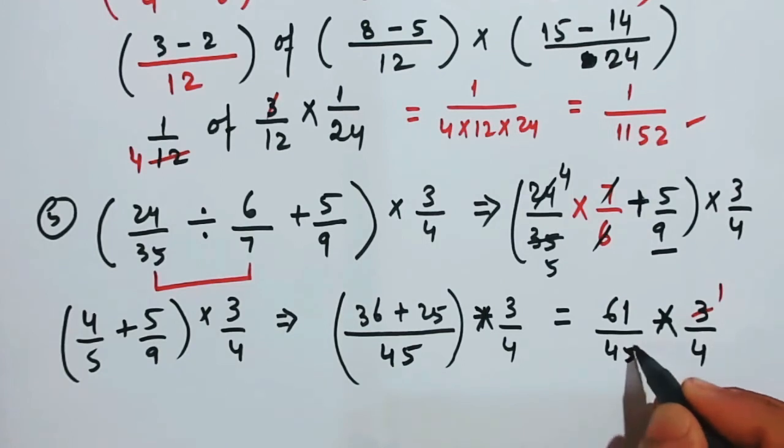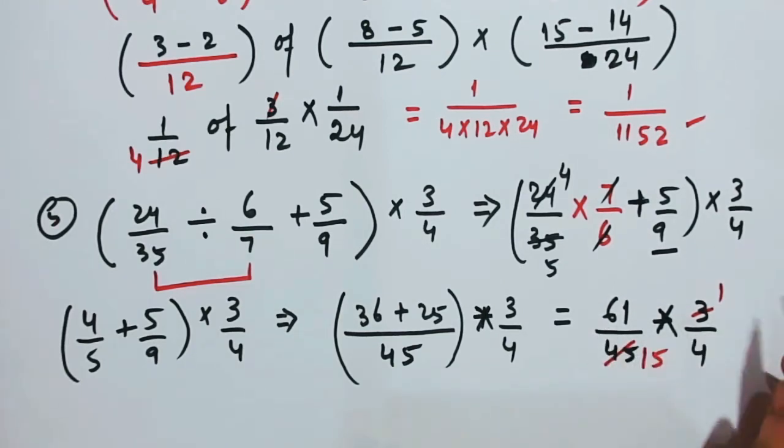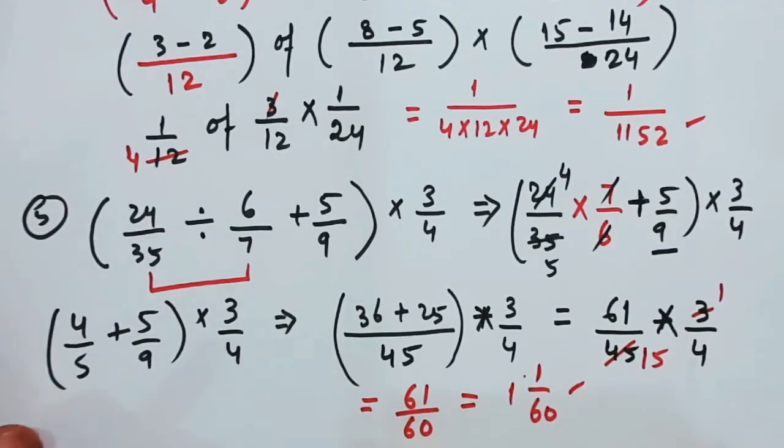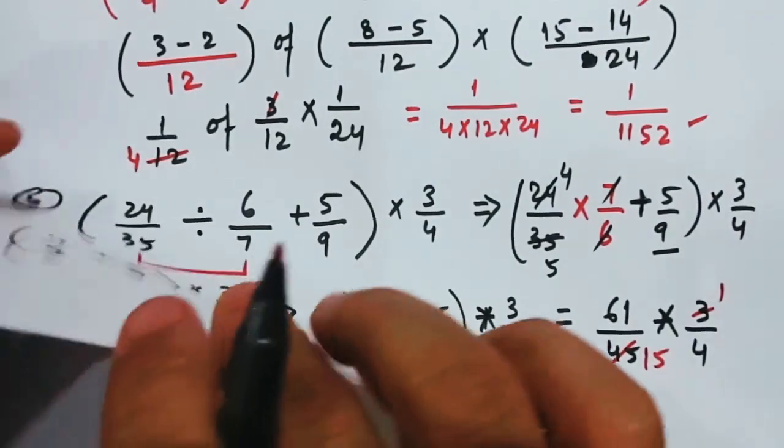So 3 1s are 3 and 3 15s are 45. 61 by 60. This will give you 61 by 60. It doesn't look good because it is an improper fraction, so let us change this into a proper fraction. 1 by 60 is your solution. Okay. So that is why you can see here that while solving sometimes I make mistakes, and the reason is that for mathematics you need full concentration.